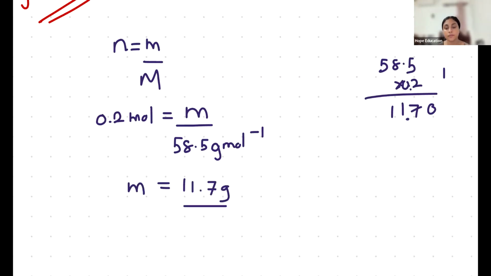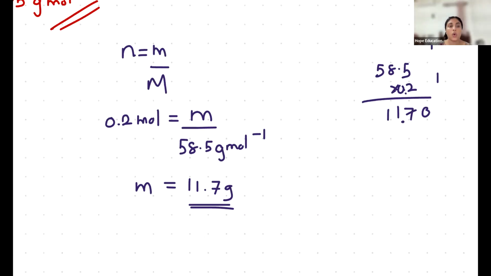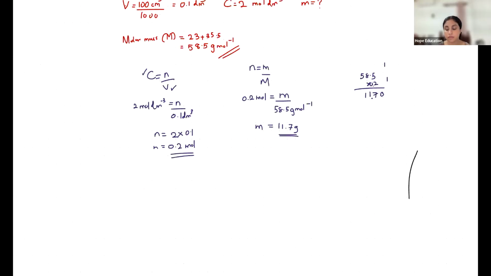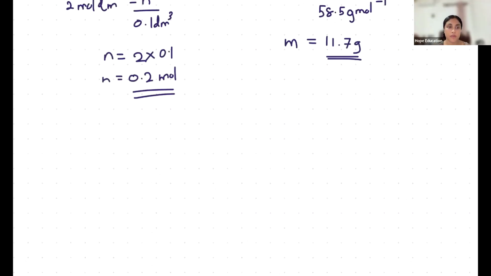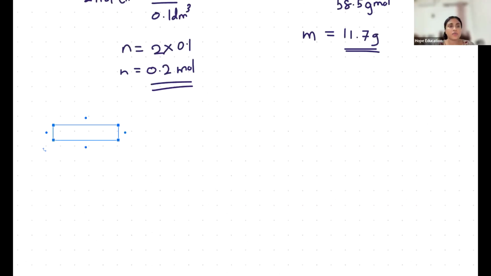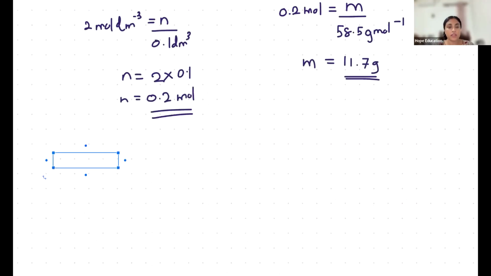Did you all get this number? Give me a thumbs up. Is it clear to everybody? Did you all understand this? Okay. Next question. Copy the questions down. This one was question number 5.